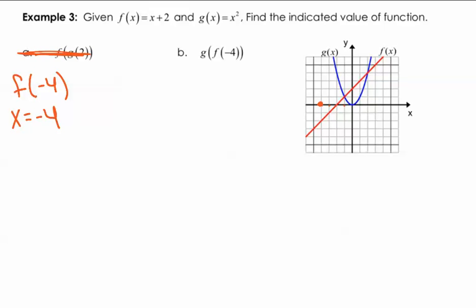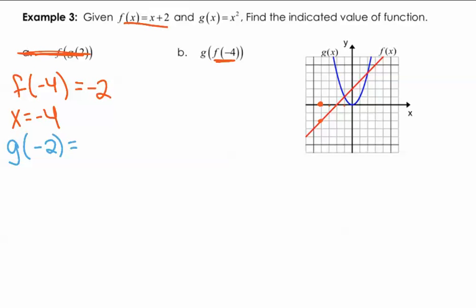My f function is the red one, and I'm going to notice that f of negative 4 is negative 2. Okay, that's what the y value is on my red line. So f of negative 4 is going to equal negative 2. Well, now that I know that f of negative 4 is equal to negative 2, I can take negative 2 and swap it out for f of negative 4 because they are equal. They are the same thing. So I'm going to go to my g function now, and I'm going to say g of negative 2.